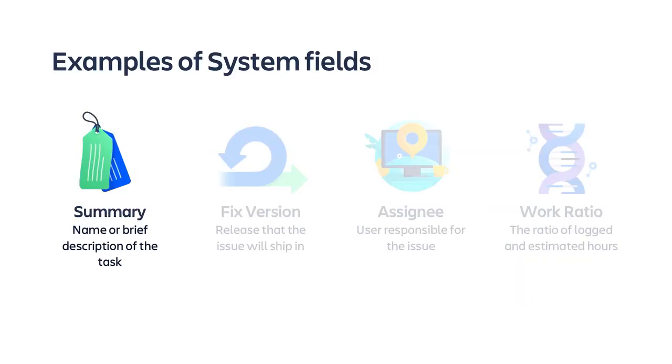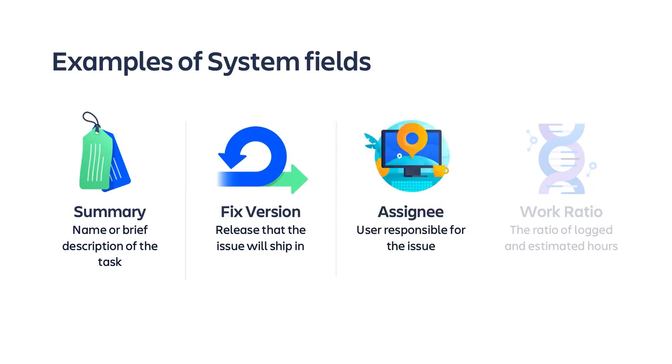Here we have some examples of system fields. Summary is a field every issue must have. It defines the name and purpose of the issue. The fix version defines the release in which an issue will ship or it is expected to complete. The assignee is a very important field as it defines who is responsible for the issue. And then there's time tracking, where logged and estimated fields are defined. The content of those fields is used in the work ratio field for an issue, which shows the ratio of logged against estimated hours. Each field has a different purpose.